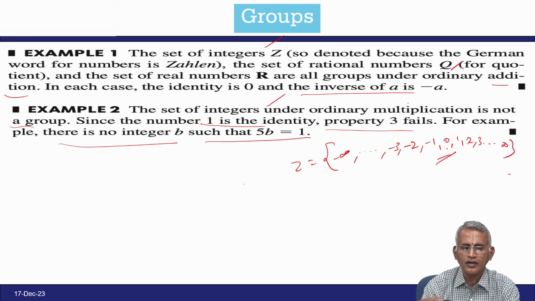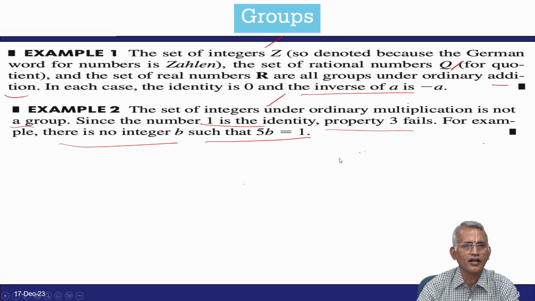Now, 0 is also included and 0 does not have an inverse, therefore property number 3 fails. Therefore 5 into b equal to 1, like that, does not work. This way we have to identify whether it is a group or not. So here the set of all integers is not a group.